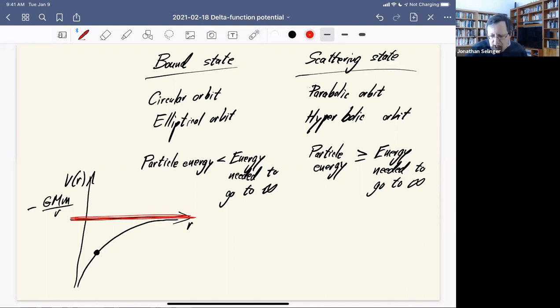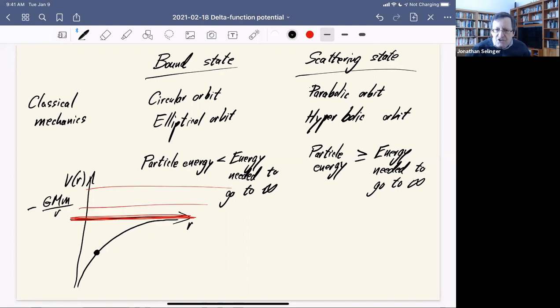On the other hand, if the energy is greater or equal to the energy needed to go to infinity, then the spacecraft will go to infinity, right? And so it'll just fly away and never come back. So you'll have an energy that's up here or there, so that the particle can keep on going. Okay, so this is all in classical mechanics, for orbits.